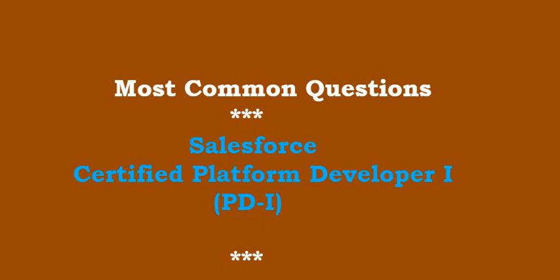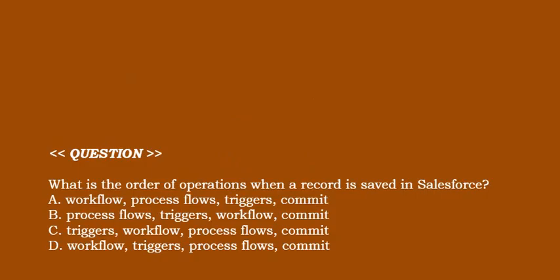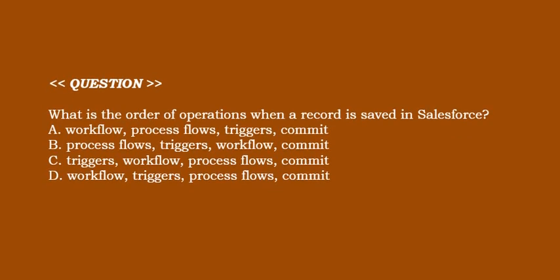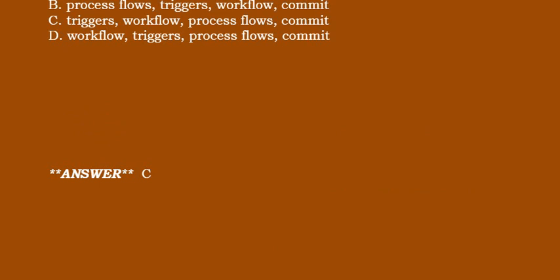Question is, what is the order of operations when a record is saved in Salesforce? Option A, workflow, process flows, triggers, commit. Option B, process flows, triggers, workflow, commit. Option C, triggers, workflow, process flows, commit. Option D, workflow, triggers, process flows, commit. Correct answer is option C.